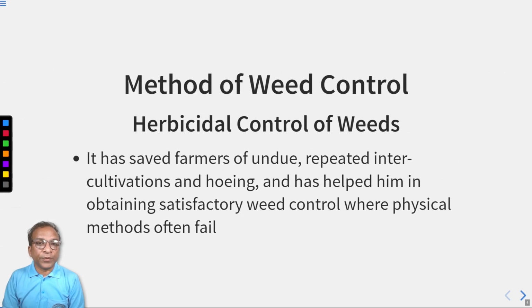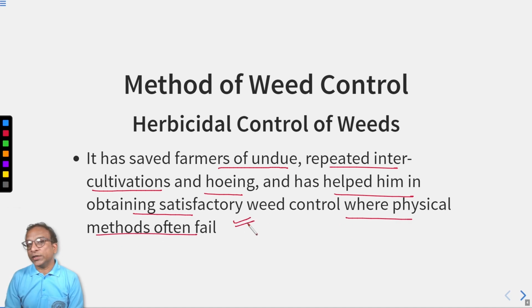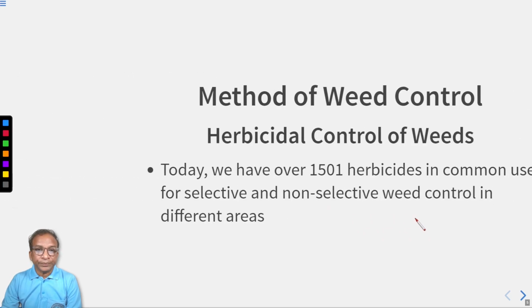So it has saved farmers from undue repeated intercultivation and hoeing and has helped them in obtaining satisfactory weed control where the physical methods often fail. So generally in older times they used the physical method to take out all the weeds manually from the croplands. But now they are using chemical based herbicides.